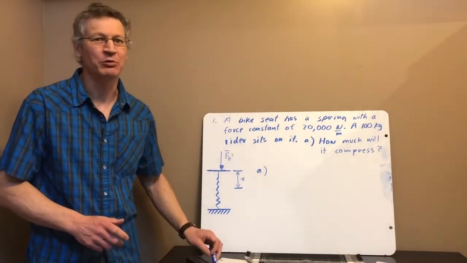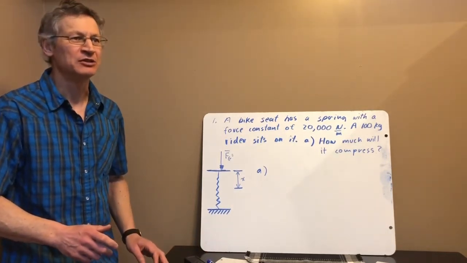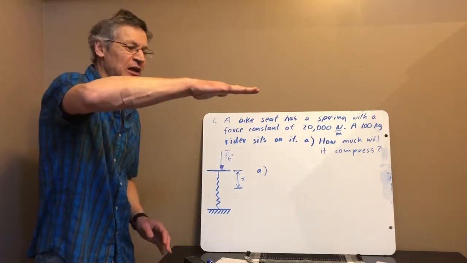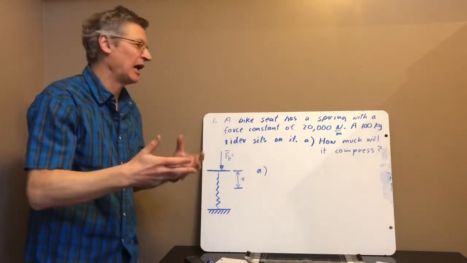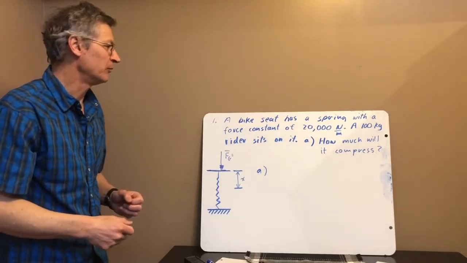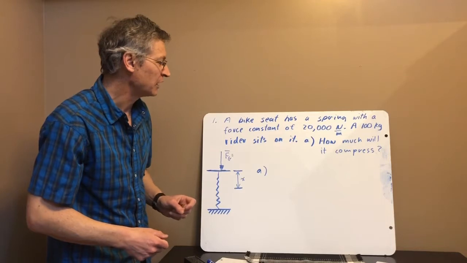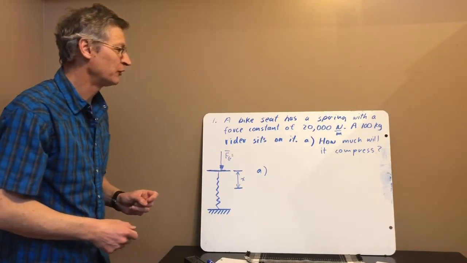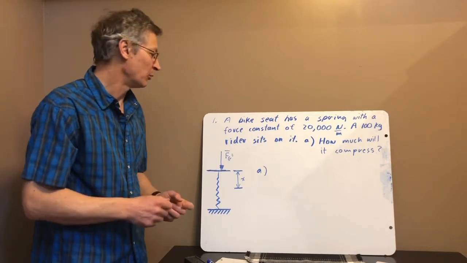A lot of bikes with really cheap suspension systems, basically the suspension system is nothing more than the seat, and then underneath the seat you have a spring, and that's the situation here. A 100 kilogram rider sits on this thing, and the first thing we want to figure out is how much is this spring going to compress.